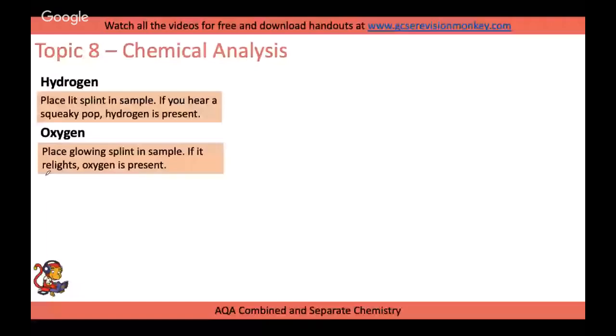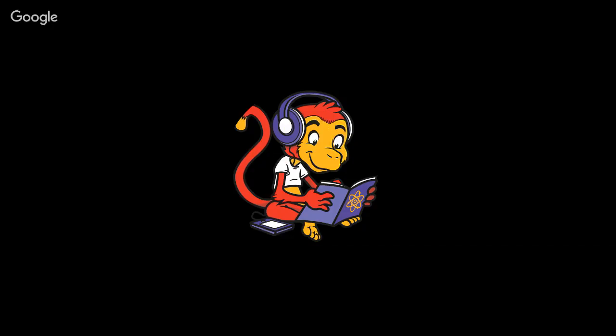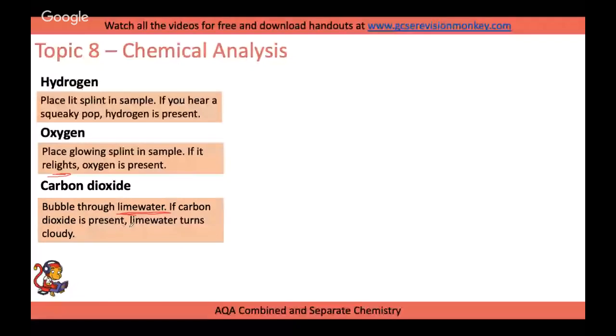Carbon dioxide, we should hopefully know this one. You bubble it through lime water, and if carbon dioxide is present, the lime water will turn cloudy. And again, like previously, because a precipitate has formed, a solid precipitate has made it go cloudy. The final one, chlorine: it bleaches damp litmus paper. Okay, so that's the test for chlorine. You might have touched upon that when you did electrolysis in paper 1.